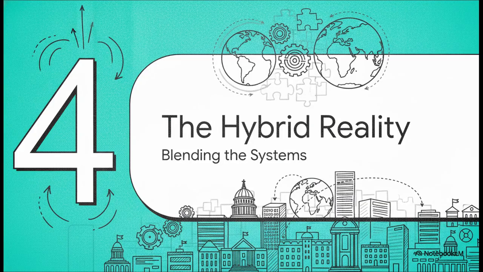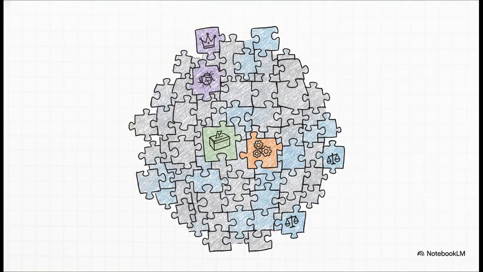Okay, let's move to our fourth and final section, the hybrid reality, and see how all of these definitions build into the actual, complex modern world. So here is the ultimate twist of this explainer. Most countries do not fit perfectly into just one of those neat little boxes we've discussed today. The global architecture of power is actually a messy, fascinating blend of these labels. Many nations combine features from several systems.